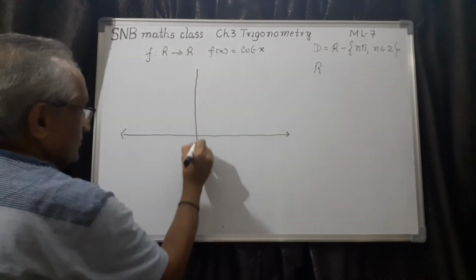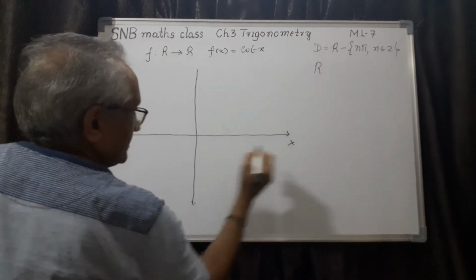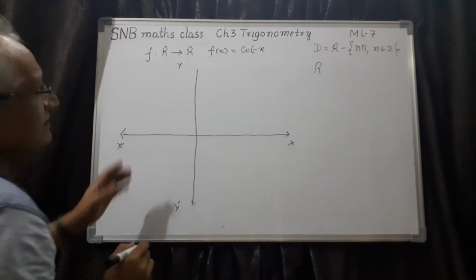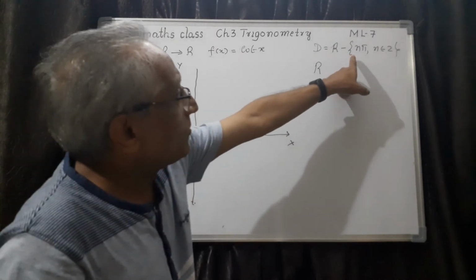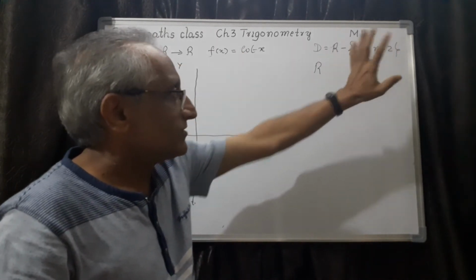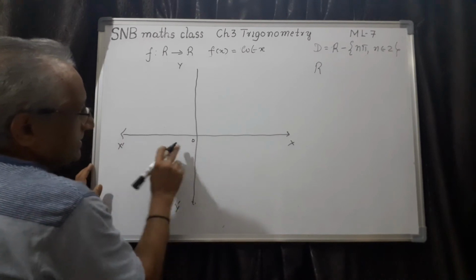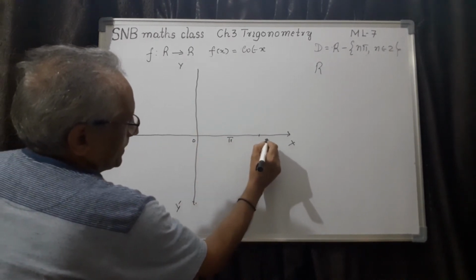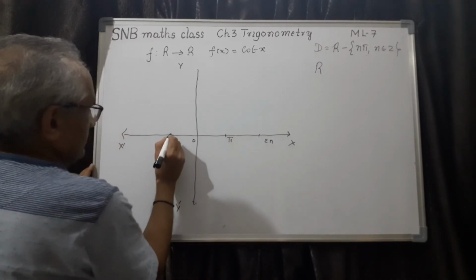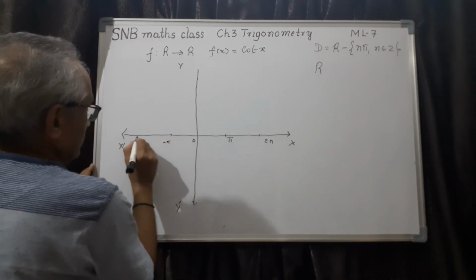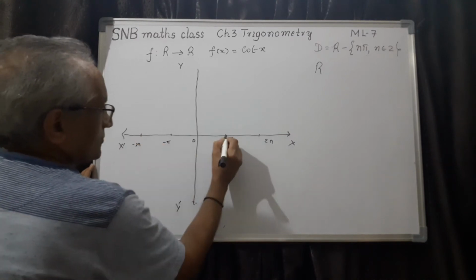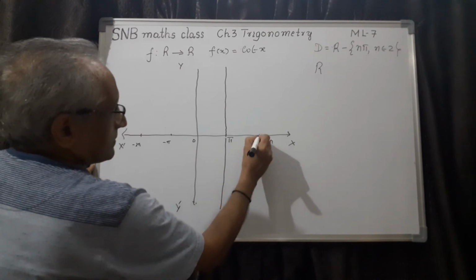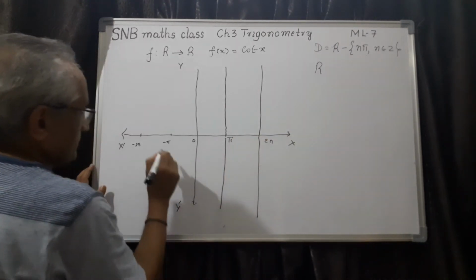The rule of the graph is this: whenever you draw, remove all those points. That means there you have to draw the line. So all the n pi, that is the integral multiples of pi, it is not defined. Therefore here it is not defined. So let us take pi, then let me take 2 pi this side, and let me take minus pi, and minus 2 pi. So draw the line like this, here.